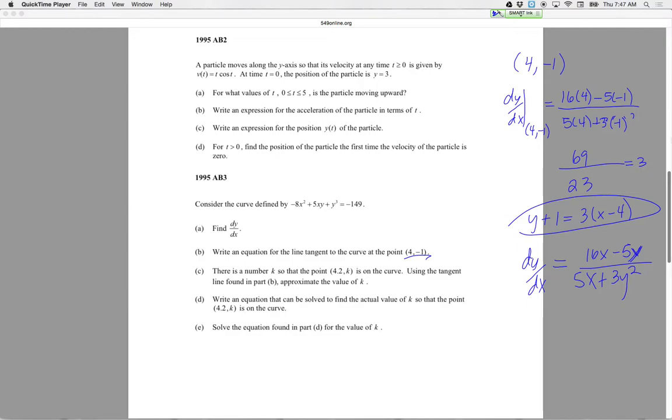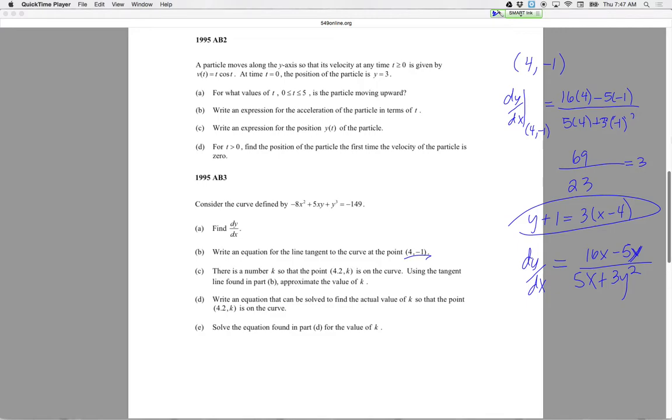All right, I love part C. Part C. There is a number k, so that the point on the curve, 4.2 comma k, is on the curve. Thank you for telling us that. So there's a number k such that 4.2 comma k is on the curve. All right? Use the tangent line found in part B to approximate the value of k.